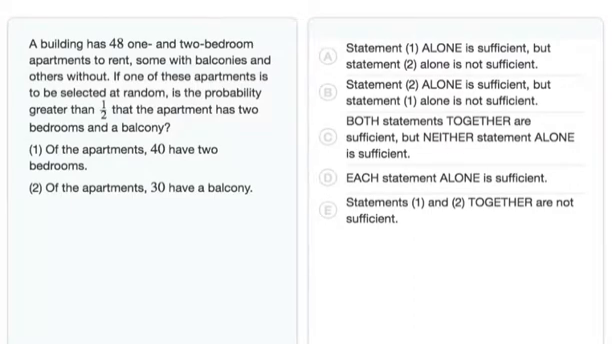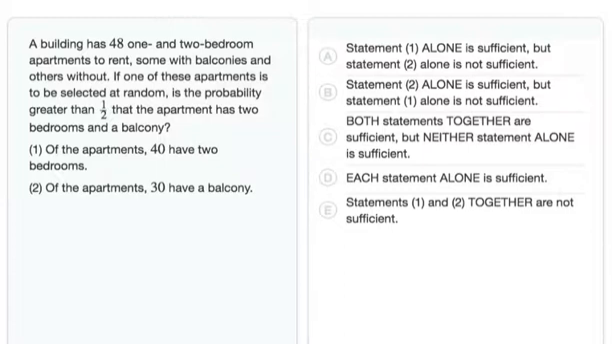To solve this data sufficiency question, we'll go ahead and consider each of the statements separately first and then together if needed. Before the statements, we want to determine if the probability of randomly selecting a 2-bedroom apartment with a balcony is greater than 1/2. This probability is equal to the product of the probability of selecting a 2-bedroom apartment and the probability of selecting an apartment with a balcony. Since each probability is less than 1, the product of the probabilities must be less than either probability alone.